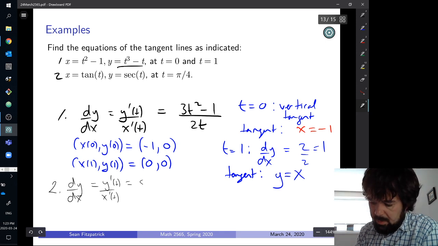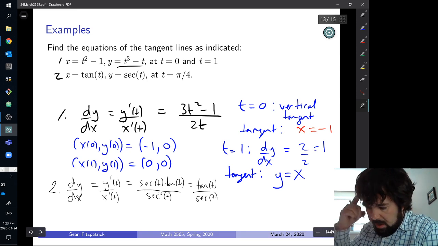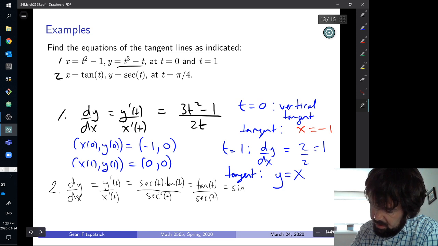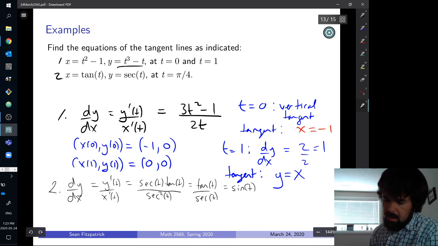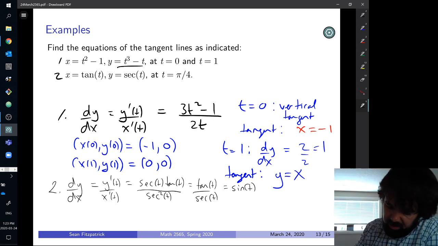So y prime is going to be secant t tan t. X prime, derivative of tan, is secant squared. So I get tan t over secant t. So that's actually just sine of t, right? Tan is sine over cos, secant is 1 over cos, 1 over secant is cos. Yeah, tan times cos is sine, right?